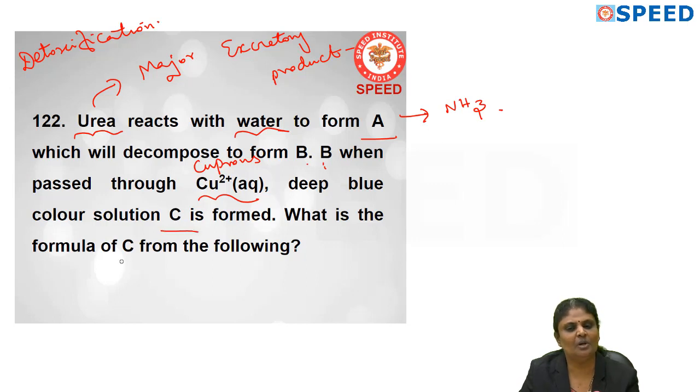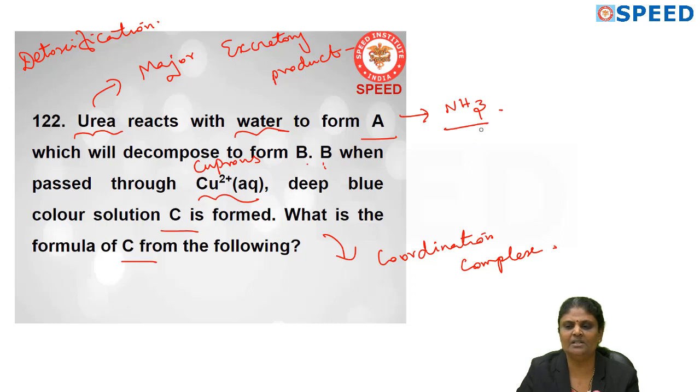What is the formula of this C? Okay, I think this one is the coordination complex. So here the ligand is NH3, and this is the metal atom. The copper is the metal, I think.